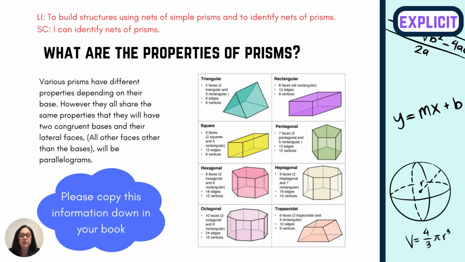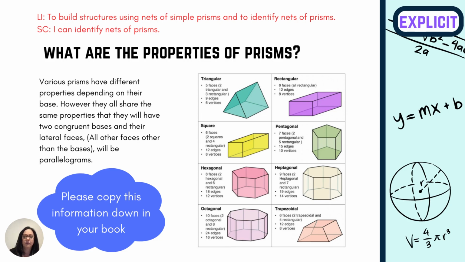But obviously some other features are going to differ. For instance, our triangular prism has 5 faces. Our rectangular has 6 faces. Square is also 6 faces. The pentagonal has 7 faces. The hexagonal has 8, and so on and so on. Same for edges and vertices. Those are going to be variable. Those will change depending on the type of prism that you have. But the things that will always remain the same are that the two bases will be identical and the lateral faces will be parallelograms.